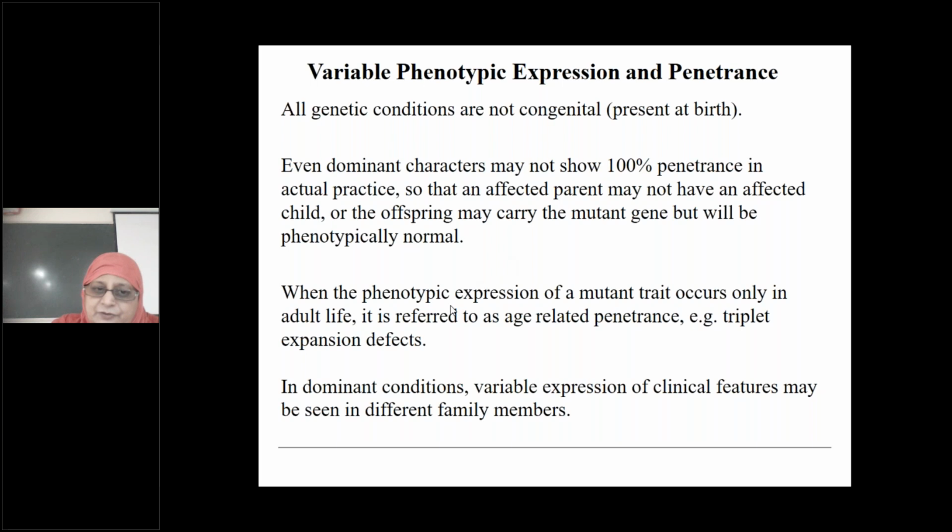Now, when the phenotypic expression of a mutant trait occurs only in adult life, it is called age-related penetrance. An example is triplet expansion defects, which are seen only in adulthood. So in dominant conditions, variable expression of critical features may be seen in different family members.